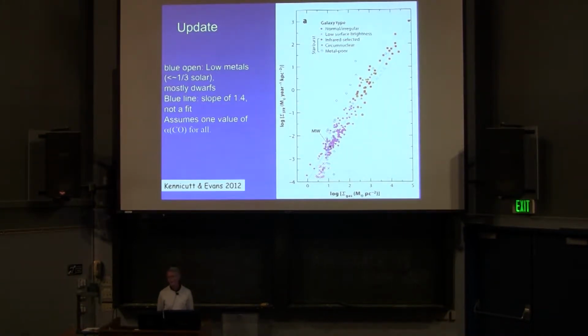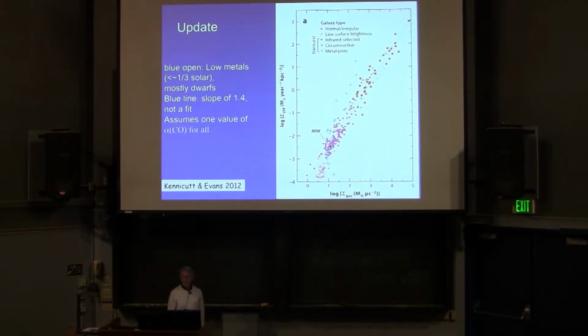Now, in the review last year, Rob collected all the data that's accumulated since 1998 and plotted it on the same diagram. He did not refit, just plotted the same line with a slope of 1.4, and you can see that it still describes to first order all these galaxies.